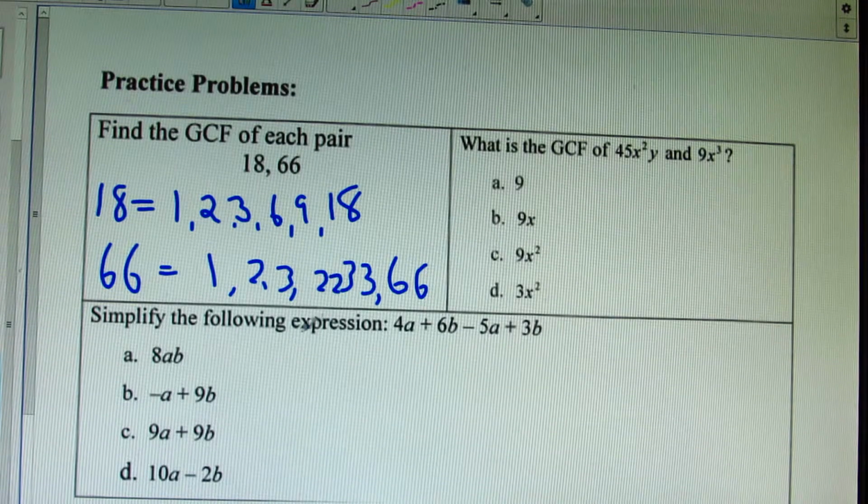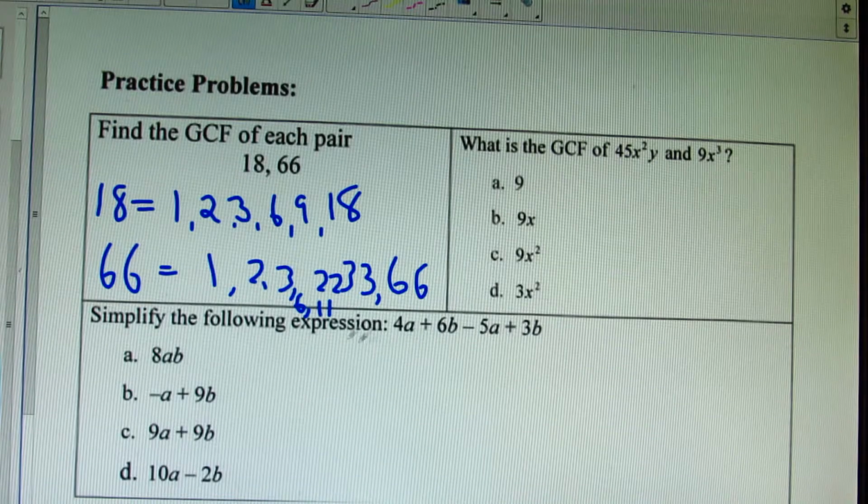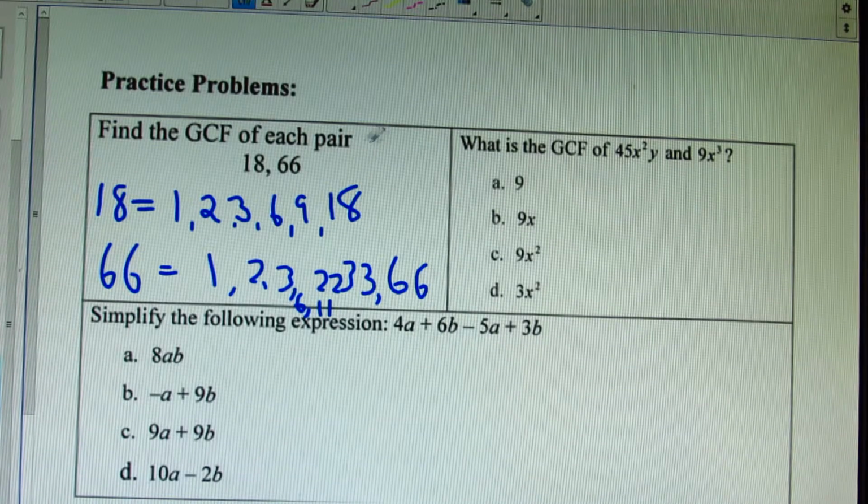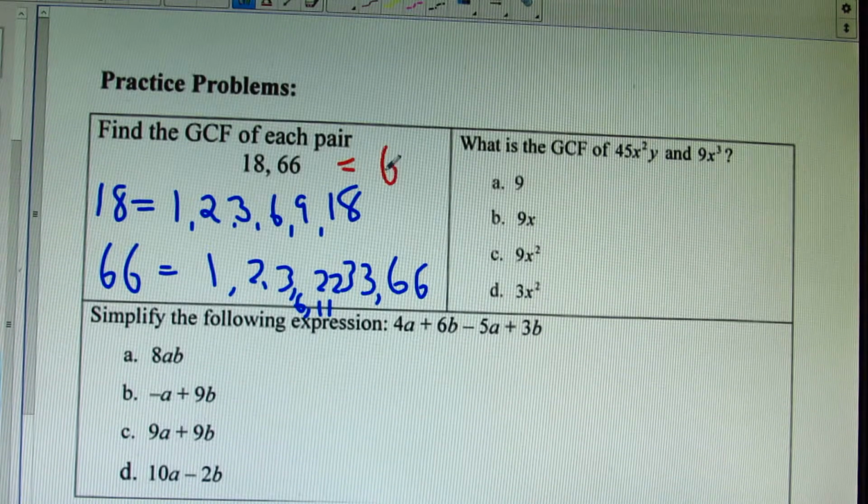Oh, I'm gonna run out of room. 4 doesn't go in evenly. 5 doesn't go in evenly. 6 goes in evenly 11 times. Is it gonna fit? Oh, it's so tight. I think it'll fit. All right. The greatest common factor, the greatest number they both have in common, they both have 6's. So the GCF here is 6.